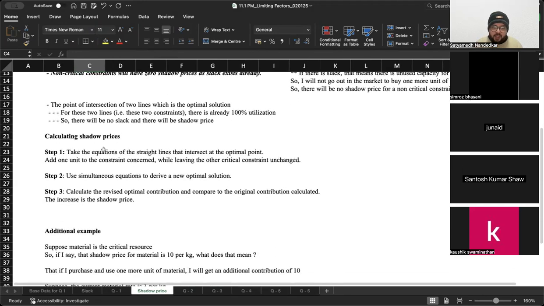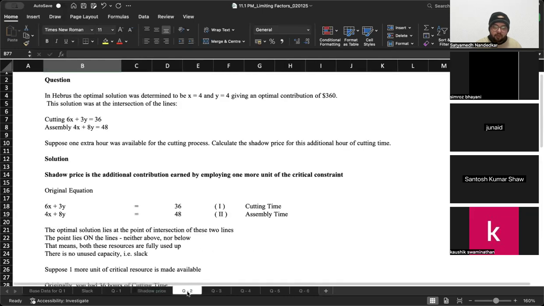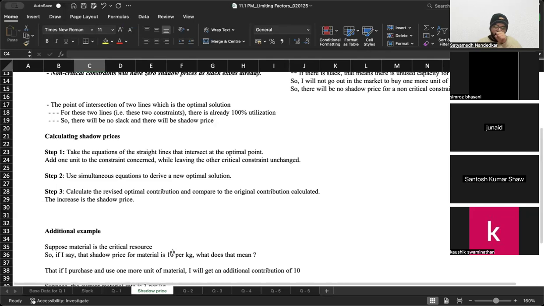So what are the steps? Take the equations of the straight lines that intersect at the optimal point. Add one more unit to the constraint concerned by leaving the other constraint unchanged. What constraint were you getting more now? You were getting one more hour of कटिंग टाइम. तो 36 में आपने एक ऐड कर दिया. Leave the other constraint unchanged because उसका additional this thing you are not getting.